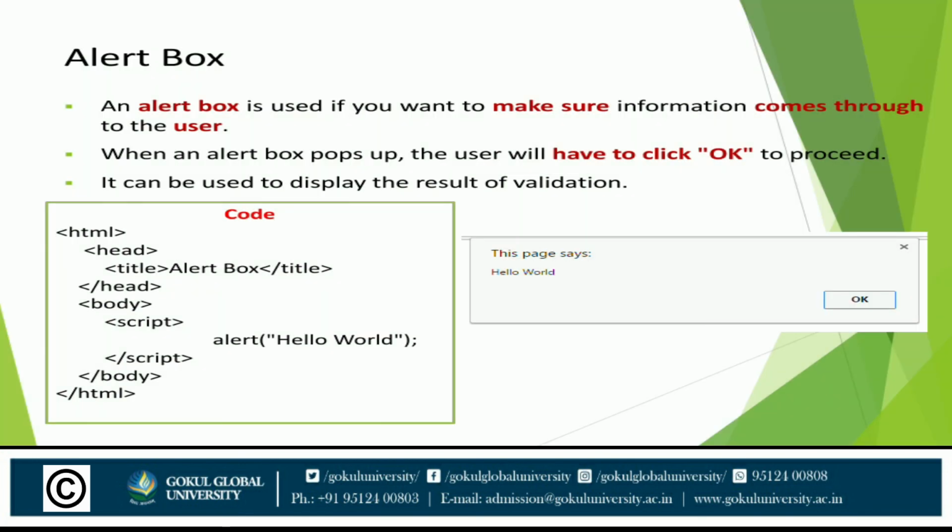An alert box is used if you want to make sure information comes through to genuine users. When an alert box pops up, the user will have to click OK, which provides the identification that it is done by a genuine user. Then the process goes on. It can be used to display the result of validation. See the example. Here we display hello world using the alert box.